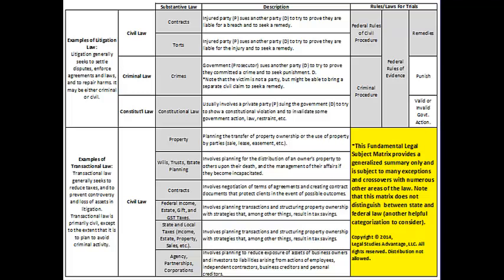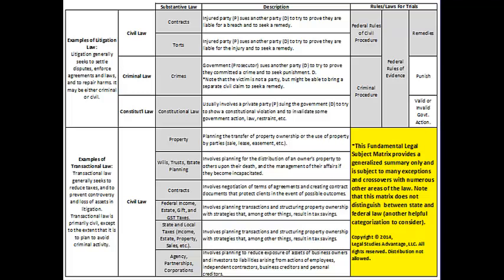Now let's move over one more column to the right. The heading here says Rules and Laws for Trials. In a civil case, the rules that govern how that case is carried out are the federal rules of civil procedure at the federal level. In each state, there's also a set of civil procedural rules. Those may or may not be discussed in great depth in law school. Let's move down a little bit.